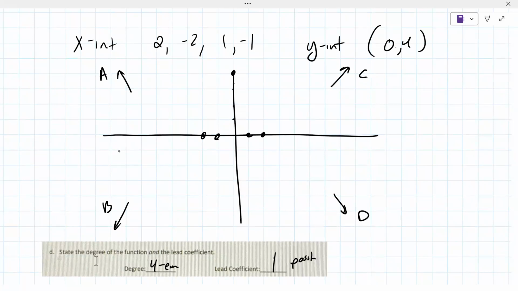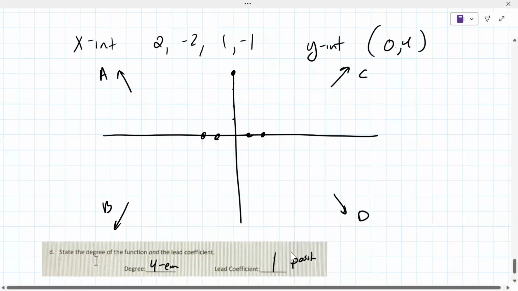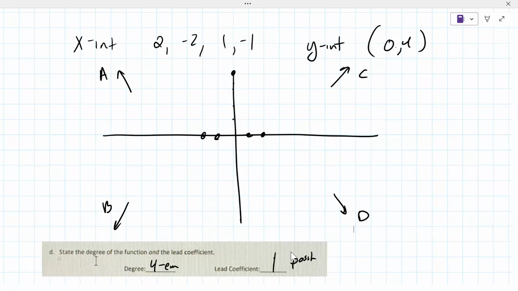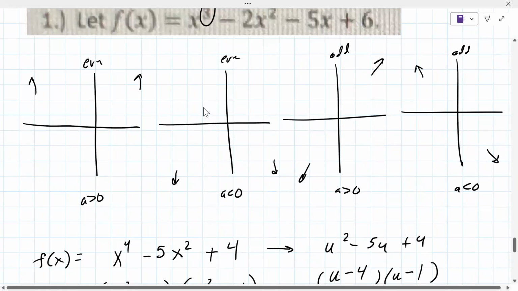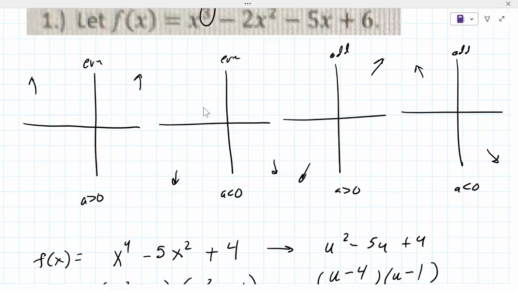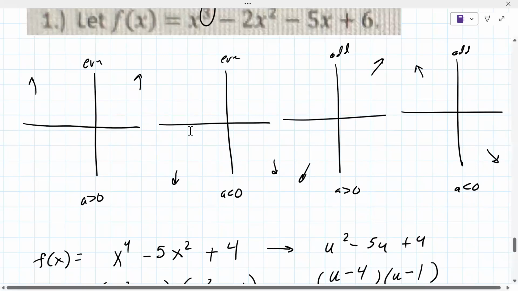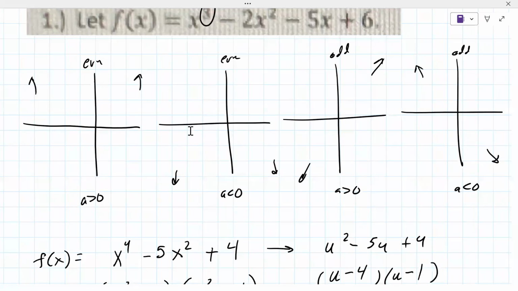Zach, could you tell us which ones we're going to use based on even degree, positive leading coefficient? I didn't get those notes fully done, but it might be A to D. Now let's go take a look. Would it be the third one? Claire, do you agree? I'm not sure.